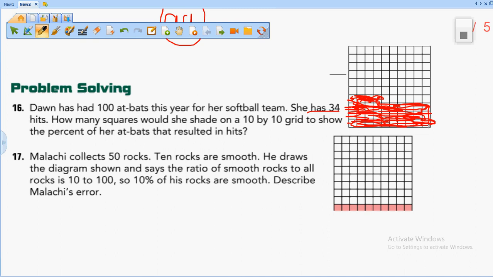So I will shade only these. Again, 10, 20, 30, and 31, 32, 33, 34. So it's 34%.